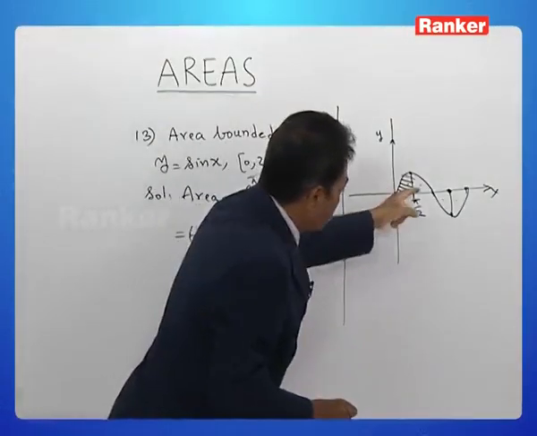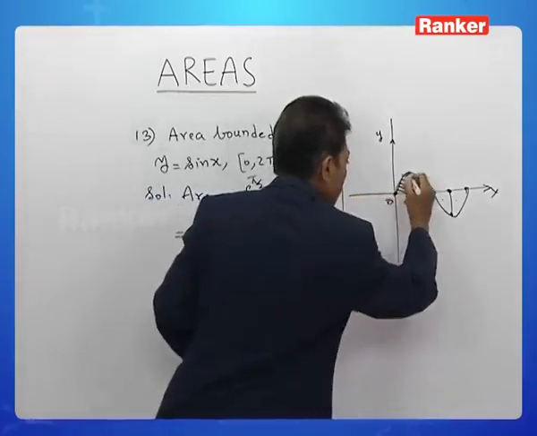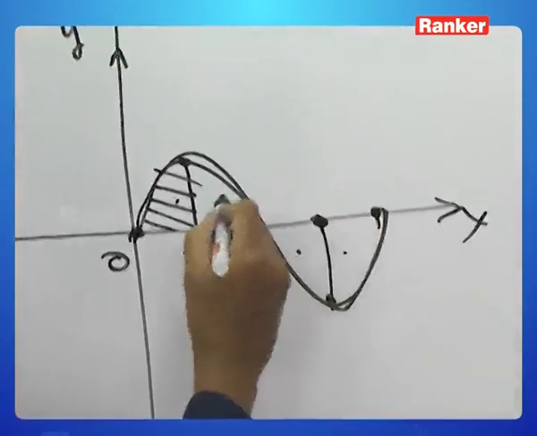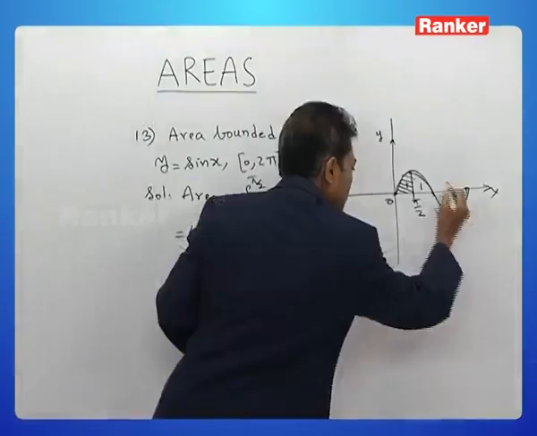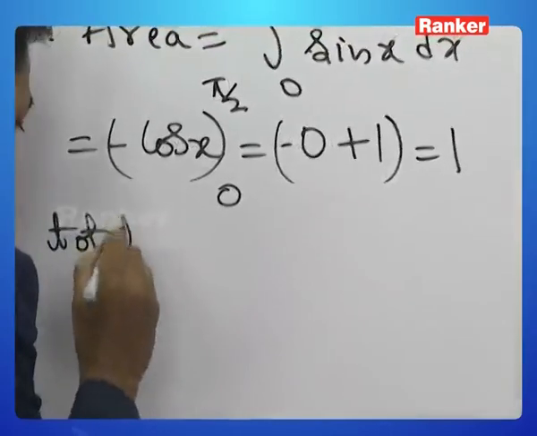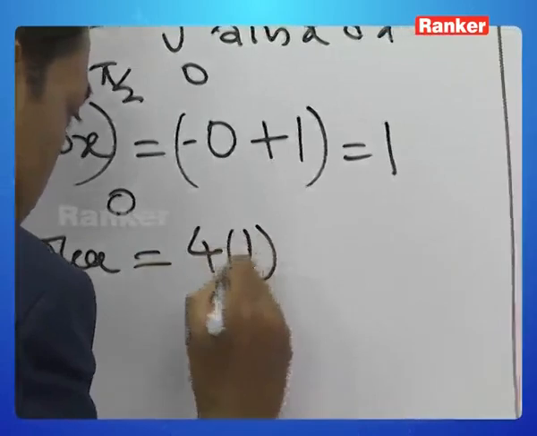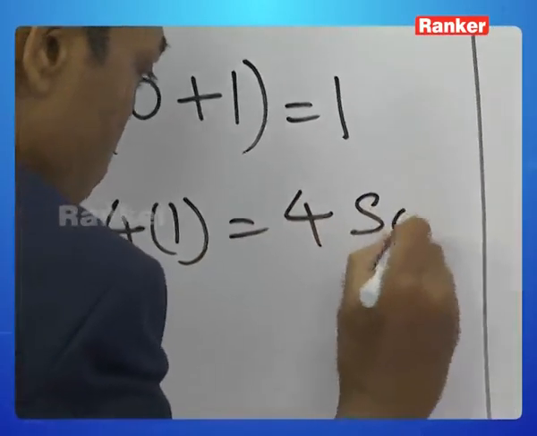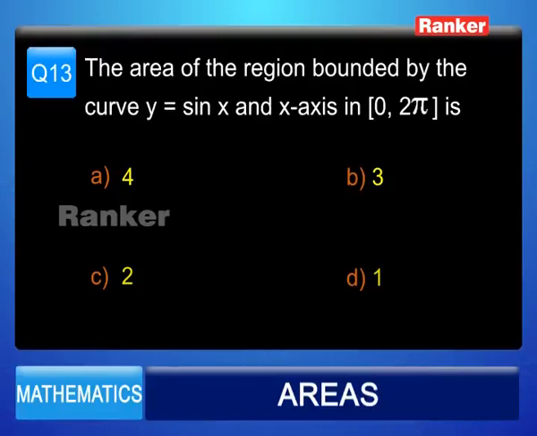So this is 1, this is 1, this is 1, this is 1. So what is total? 4 units. So total required area, total area, 4 times of 1, 4 square units. So answer is A.